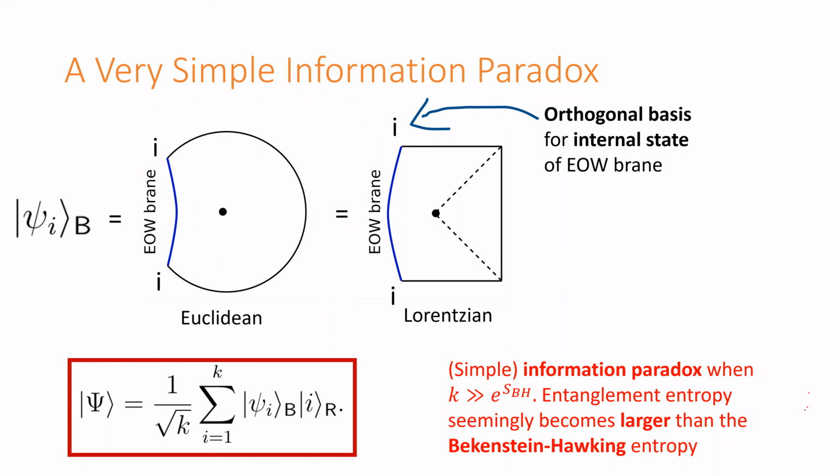Cool. Okay. So the basic point is going to be that when we take the number of these states, which I'm going to call K, to be bigger than e to the Bekenstein-Hawking entropy, then naively it seems like the entanglement between Hawking radiation and interior is given by log K, and that is bigger than the Bekenstein-Hawking entropy. So we seemingly have an information paradox.